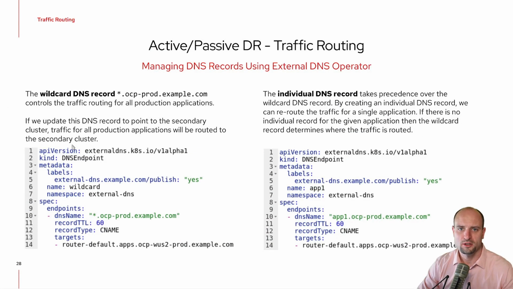In the previous diagram, I showed you an example of a wildcard DNS record, which is used to reroute the application traffic for all applications on the given cluster. In addition to the wildcard record, we are also able to create individual DNS records, and those records match only a single application. In DNS, if there are two records which both match the application hostname, the wildcard record and the application individual record, then the individual record is a better match and it will take precedence over the wildcard record. This allows us to use the individual DNS record to override the application routing for a single application.